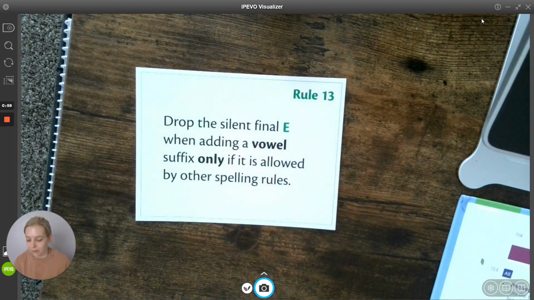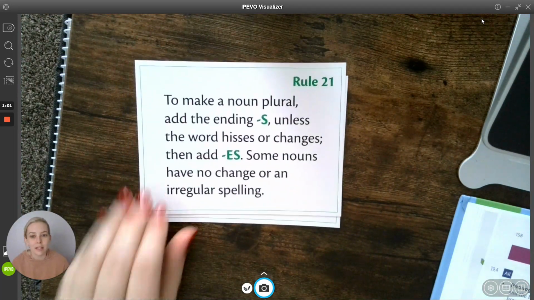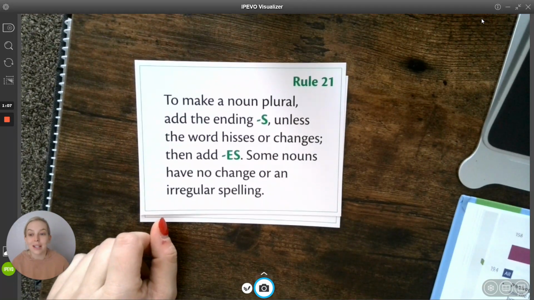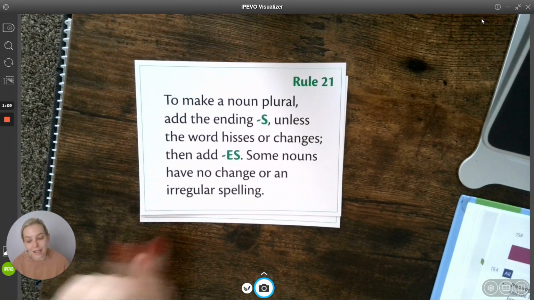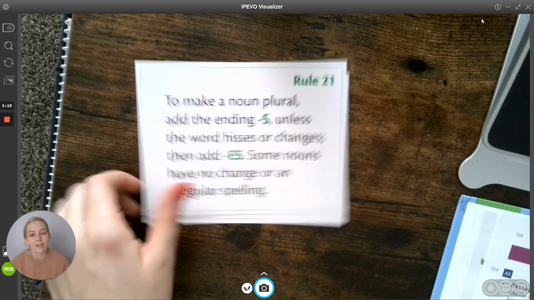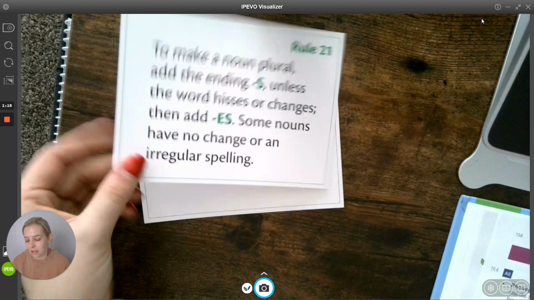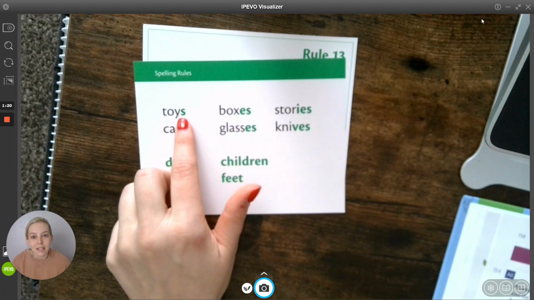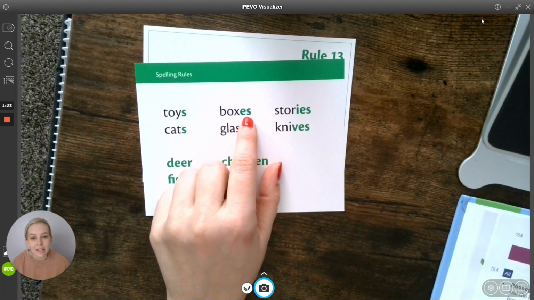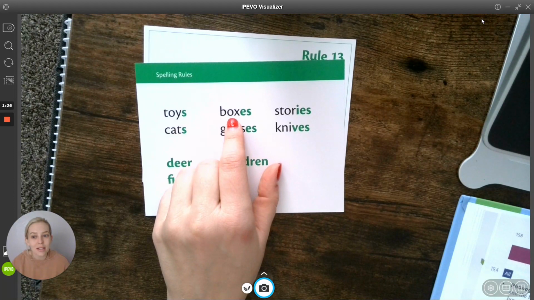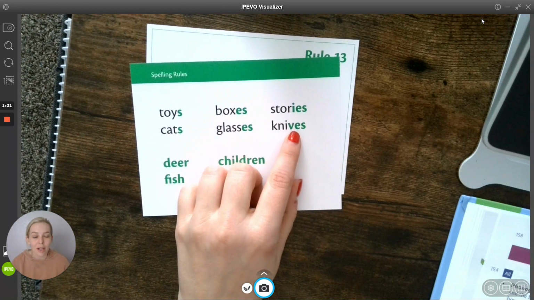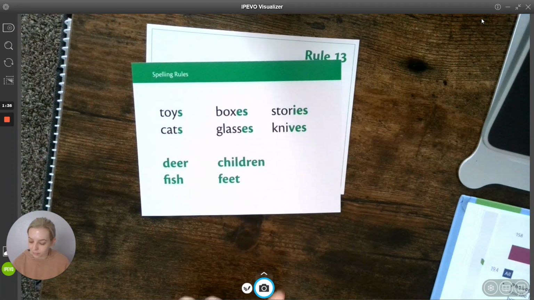Another rule I want to review is spelling rule 21. To make a noun plural, add the ending S unless the word hisses or changes. Then add ES. Some nouns have no change or are an irregular spelling. So add the S or add ES if it hisses or changes. So box hisses. Knives changes, right? Remember we were doing this the other day. The F in knife changes to a V.